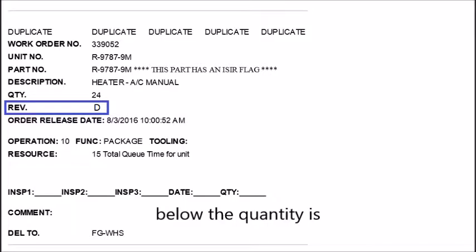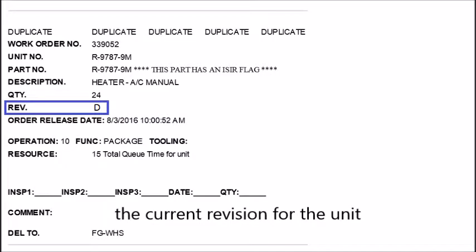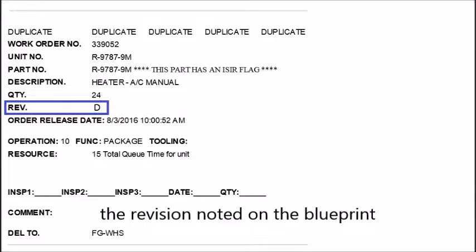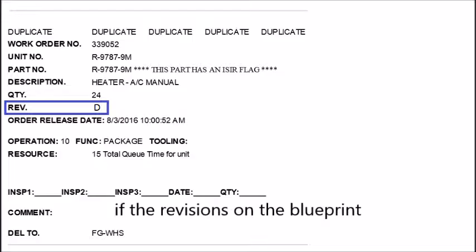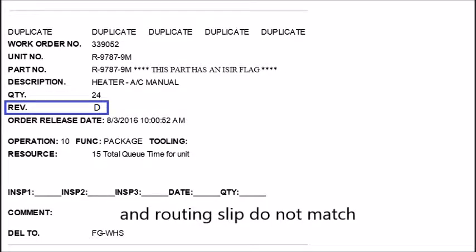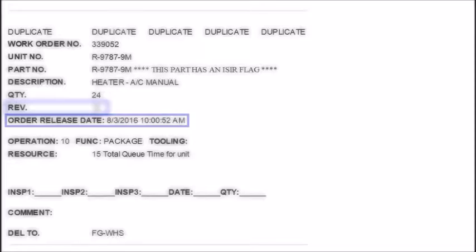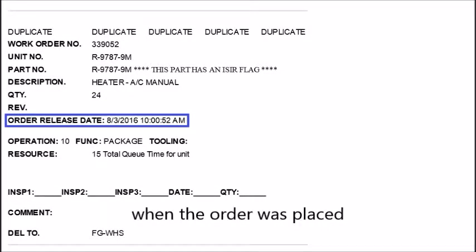Below the quantity is the current revision for the unit. This revision must match the revision noted on the blueprint for that unit. If the revisions on the blueprint and routing slip do not match, tell your lead or supervisor to have the discrepancy fixed and to be sure you are building the correct part. The order release date tells you when the order was placed into the production schedule.